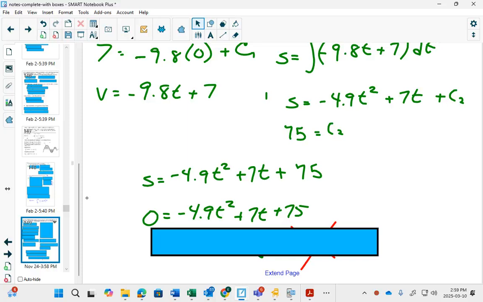This is looking kind of unfactorable with the 4.9. Doesn't it feel a little bit unfactorable? That's the problem. Who invented gravity? They could have given us a nice number that could factor easily. You know what they do in grade 11 math? They round it to -5.